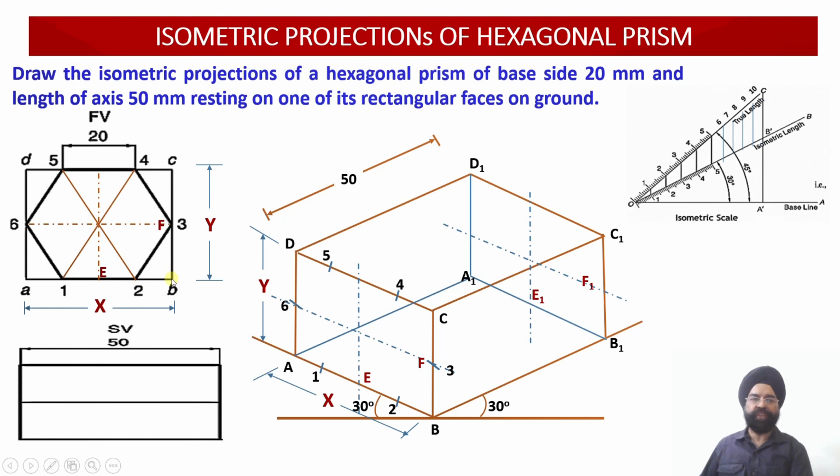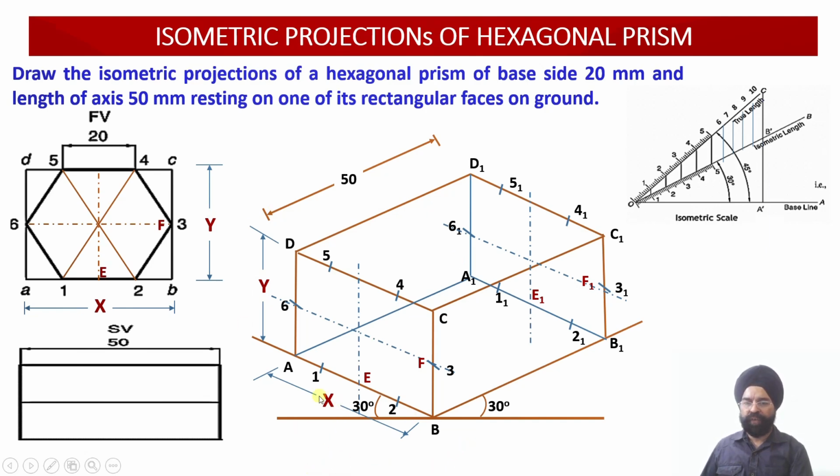Similarly, B3, it is equal to A6. So you measure this distance A6 and B3, mark 3 point from B and mark 6 number point from A. Similarly, the back points, they have been drawn. A11, 21, 31, 41, 51 and 61. Now all the 6 points of the hexagonal prism at the back face have been evaluated. All the 6 points of the hexagonal prism at the front face, they have been evaluated.